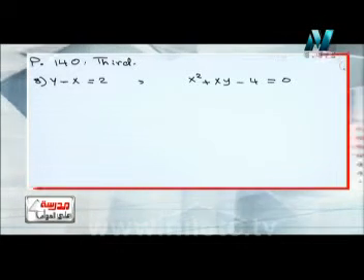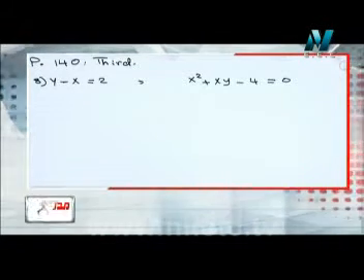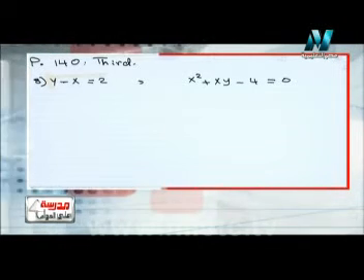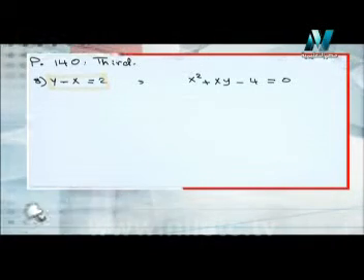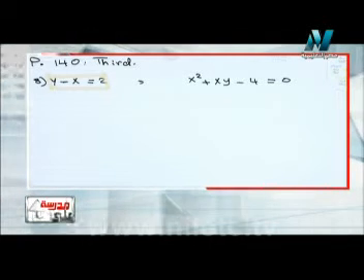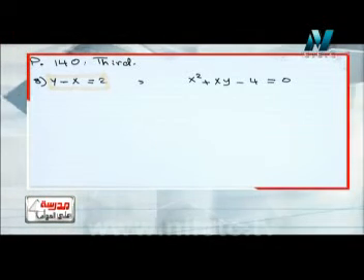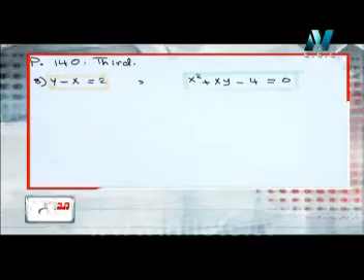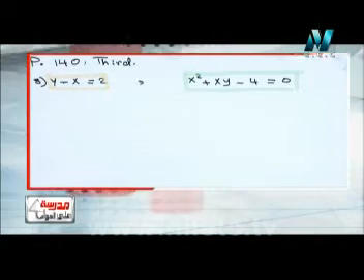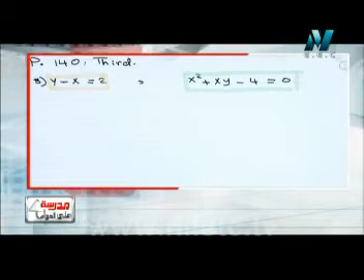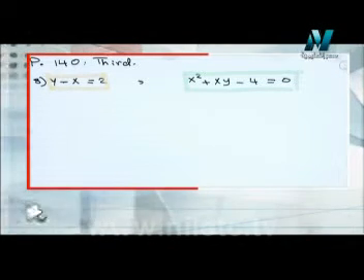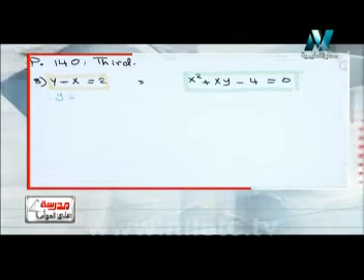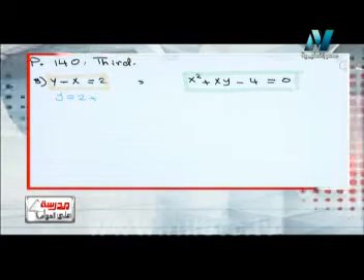I have two equations. One of them is first degree, which is the first equation, y minus x equals 2. And the other equation is the second degree equation, x power 2 plus xy minus 4 equals 0. The first step here, I have to rearrange the first degree equation as y equals or x equals. Of course it is easier for me here to write y equals 2 plus x.